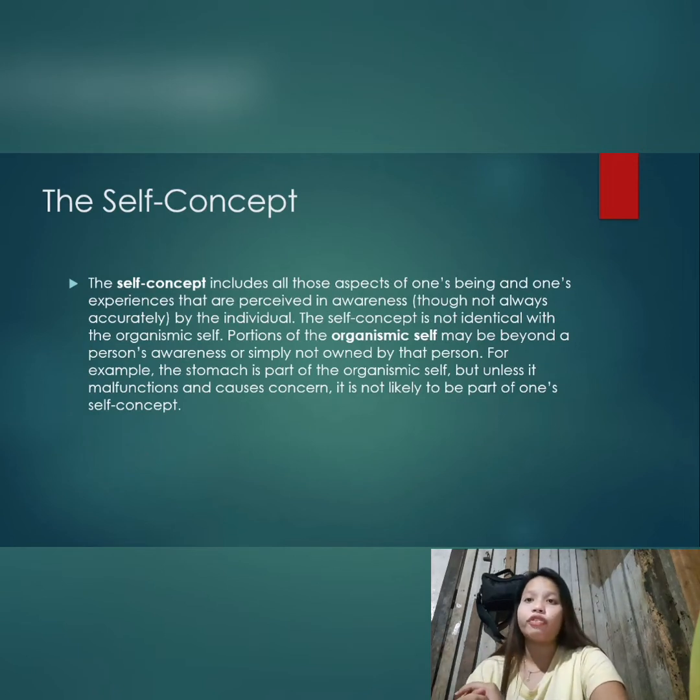So the next one is the self-concept. The self-concept includes all those aspects of one's being and one's experience that are perceived in awareness, though not always accurately, by the individual. The self-concept is not identical with the organismic self. Portions of the organismic self may be beyond a person's awareness or simply not owned by the person. For example, the stomach is part of the organismic self, but unless it malfunctions and causes concern, it is not likely to be part of one's self-concept.